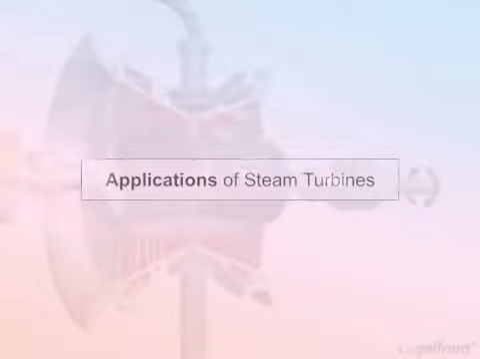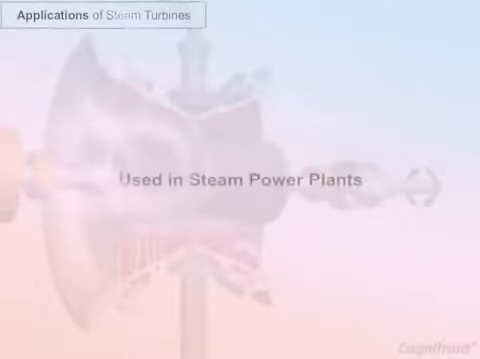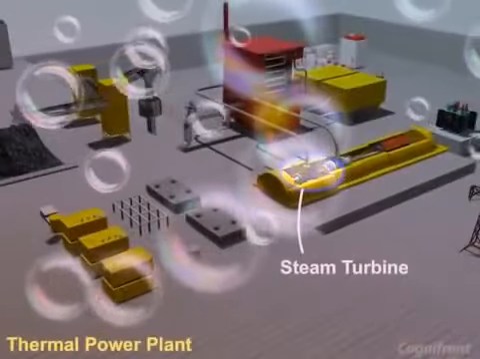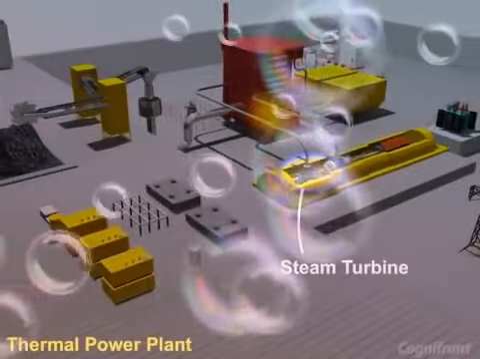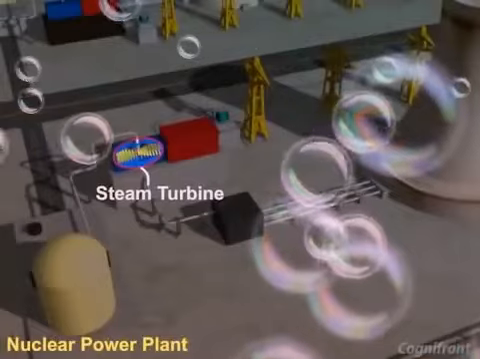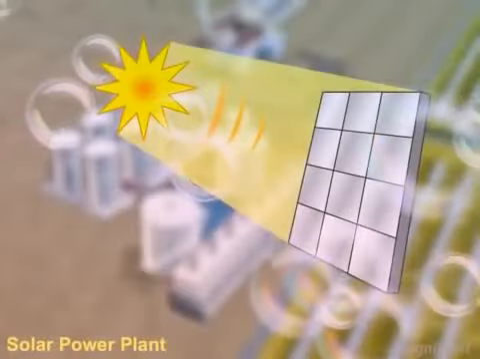Let us view the applications of steam turbines. The steam turbines are mainly used in the steam power plants. For example, thermal power plant, geothermal power plant, nuclear power plant, and solar power plant.